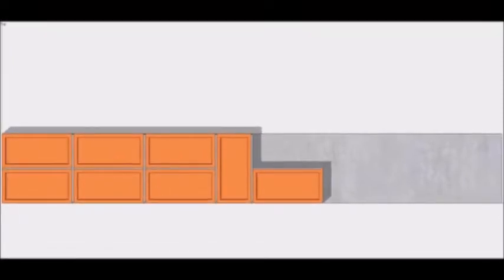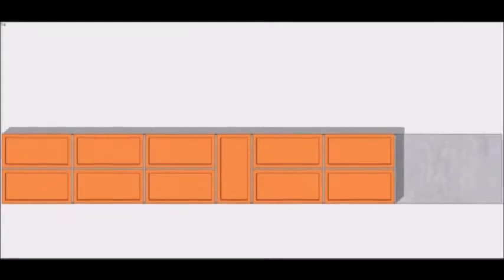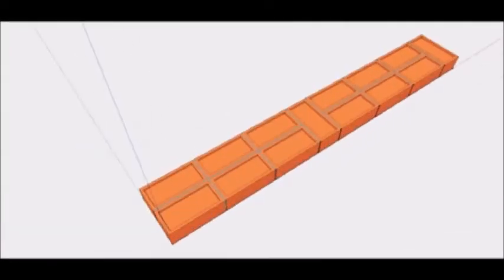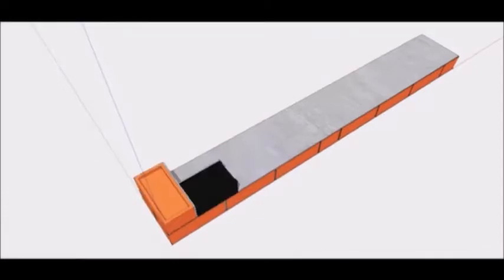As you can see in the animation, course 1 is comprised of 1 header to 3, or sometimes even 5 stretchers in series throughout the length of the course. Each alternate course contains a 3/4 bat placed next to the coin header, to provide a necessary lap.